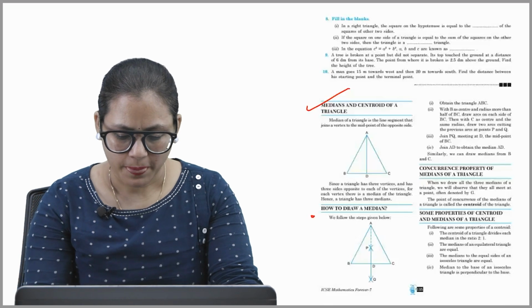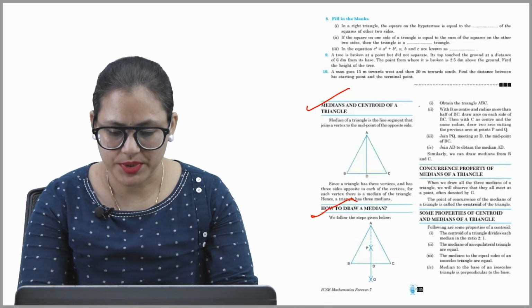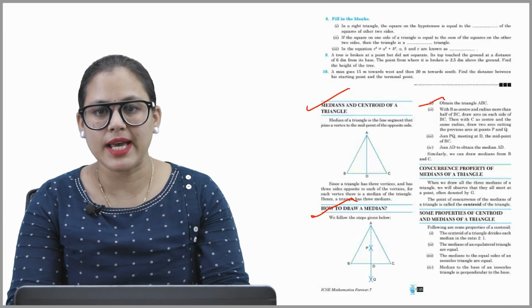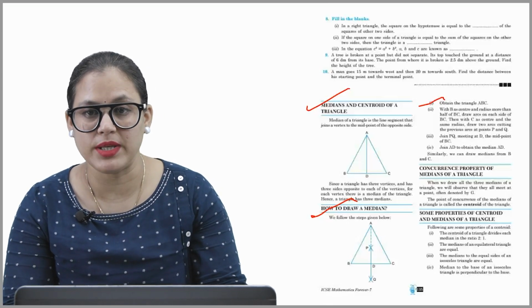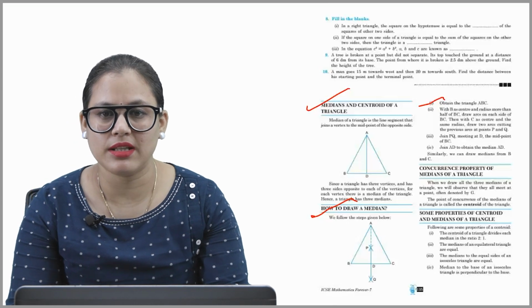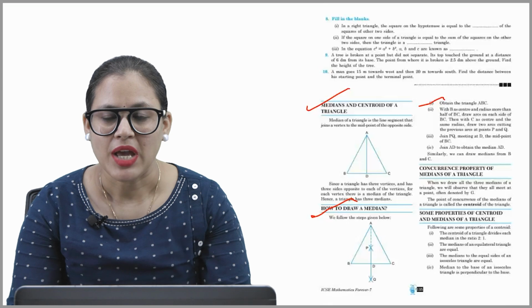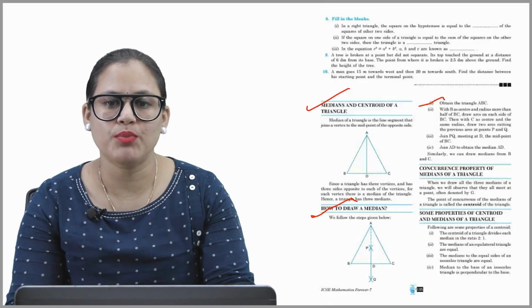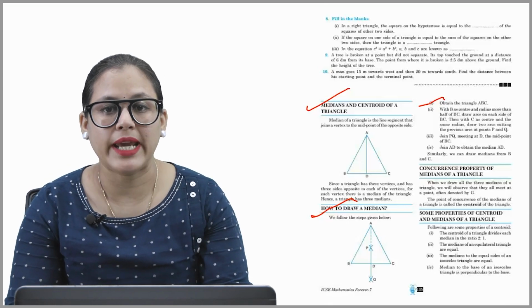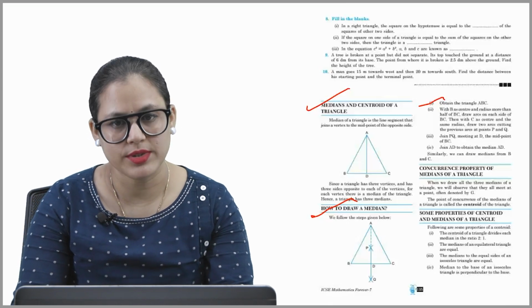How to draw a median? We follow the steps given below. Number 1, obtain the triangle ABC. With B as center and radius more than half of BC, draw arcs on each side of BC. Then with C as center and the same radius, draw 2 arcs cutting the previous arcs at points P and Q. Third, join PQ meeting BC at D, the midpoint of BC. 4, join AD to obtain the median AD. Similarly, we can draw medians from B and C.